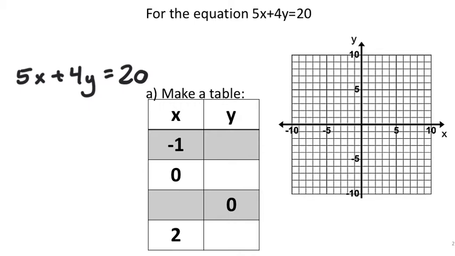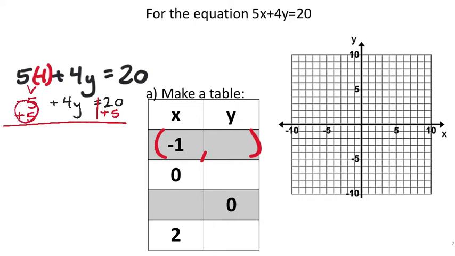At this point, I can replace my x value, because I'm looking at this first ordered pair. I don't know what the y value is, but I can replace x with -1. Then I use principles of equality to solve. 5 times -1 would be -5, so still plus 4y equals 20. Then I have to add 5 to both sides to zero that out. I'll drop my 4y, which now equals 20 plus 5, which is 25.